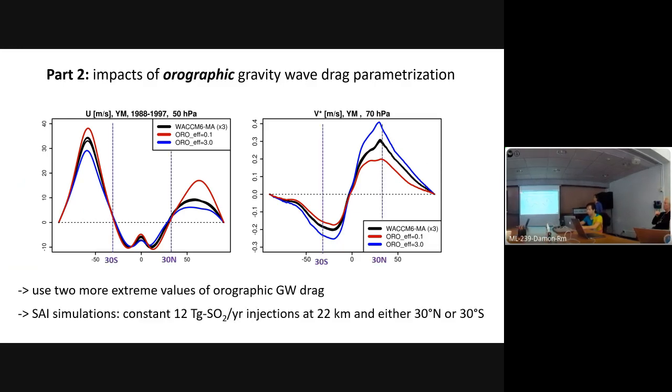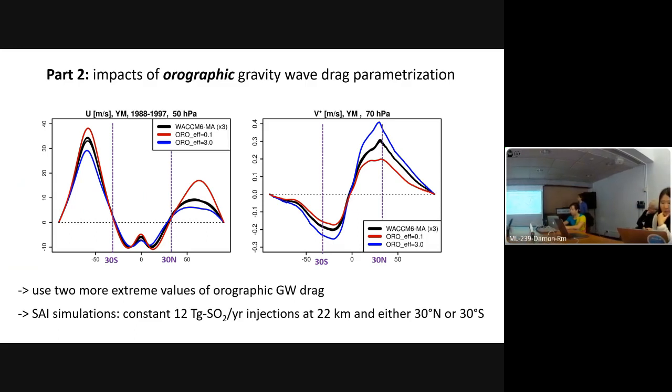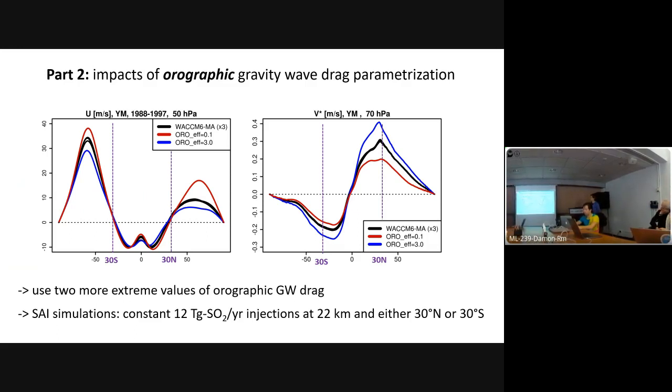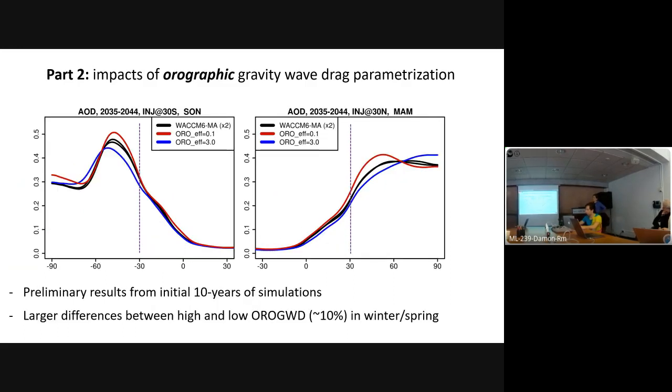Okay, so to assess the impact this can have on the simulated SAI response, I'm going to carry out similar single point SO2 injection simulations in the lowest stratosphere. And this time I'm going to inject SO2 at either 30 degrees north or 30 degrees south. And here are some preliminary results with only 10 years of simulations. I'm focusing on the spring in each of the hemispheres because the differences are largest in winter and spring, when the cumulative impacts of transport processes on aerosols is largest.